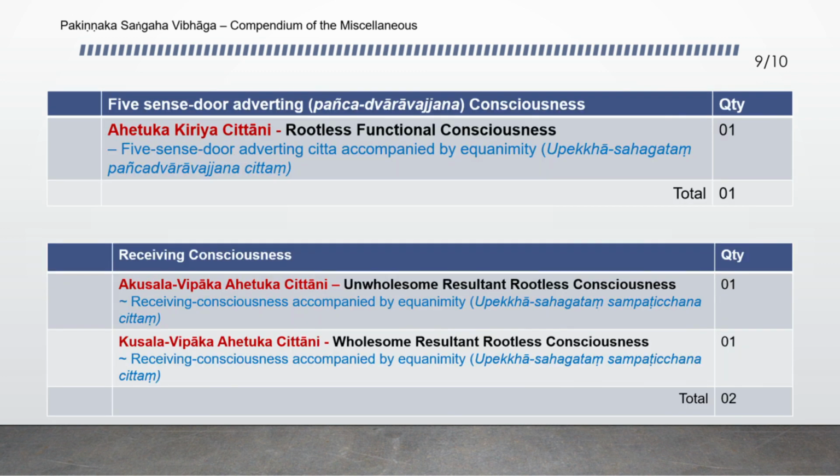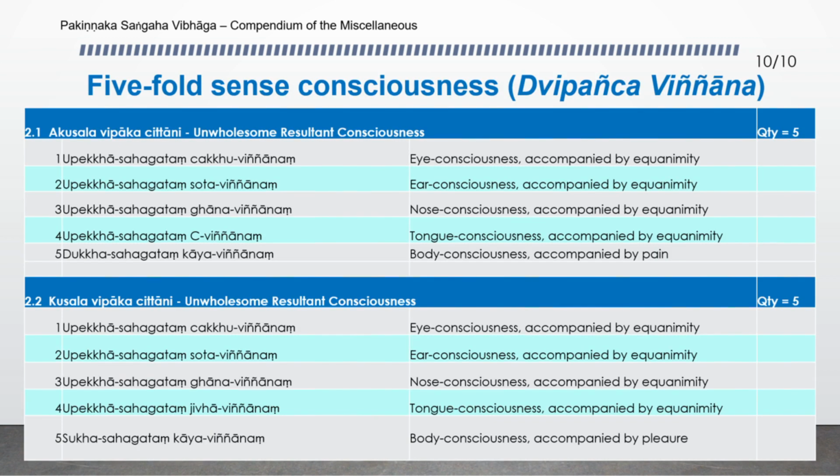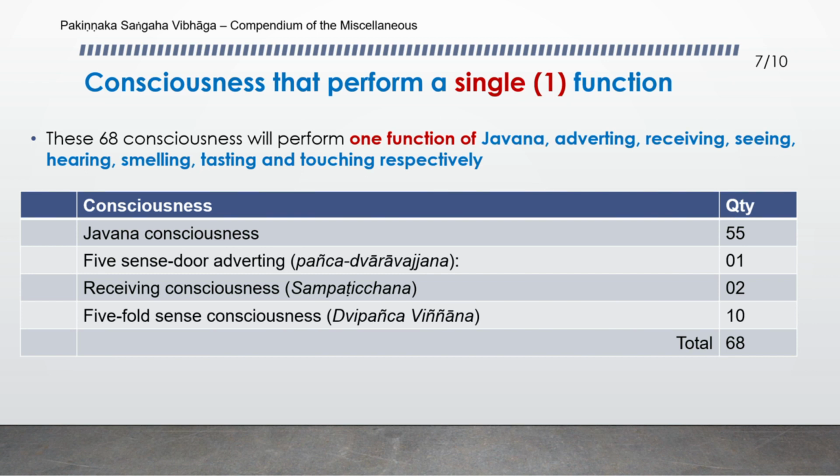And then the five door, everything, got one. Everything, I remember one only. Receiving consciousness, two. And the five-fold sense consciousness, 5 times 2, 10. Okay? So total, you have total 68 that perform a single function.